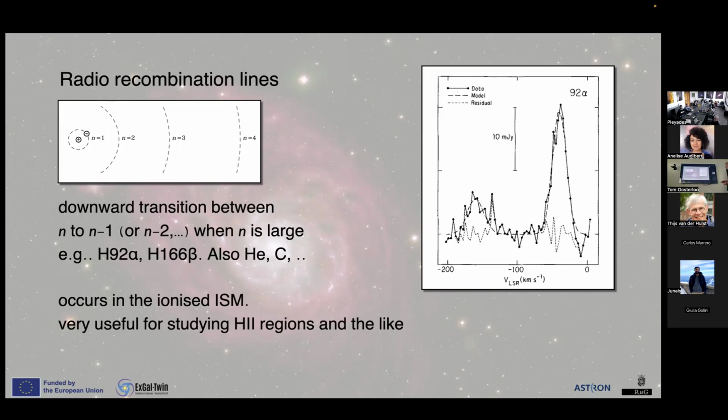This is a typical example of such a spectrum. This is the H90 alpha recombination line, but helium and carbon and other ions and atoms do the same. So this is the blend of the helium and carbon recombination lines. This occurs in the ionized ISM and is very useful for studying HII regions, for example.